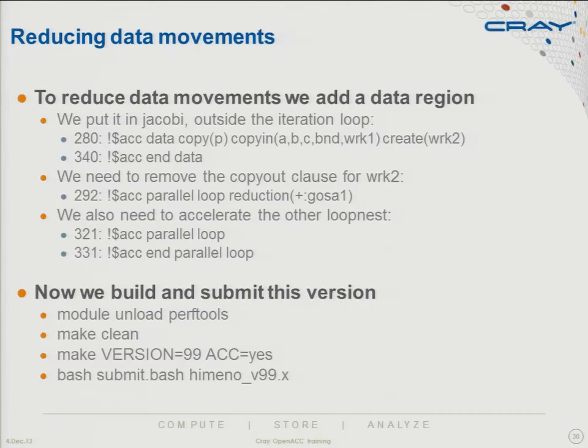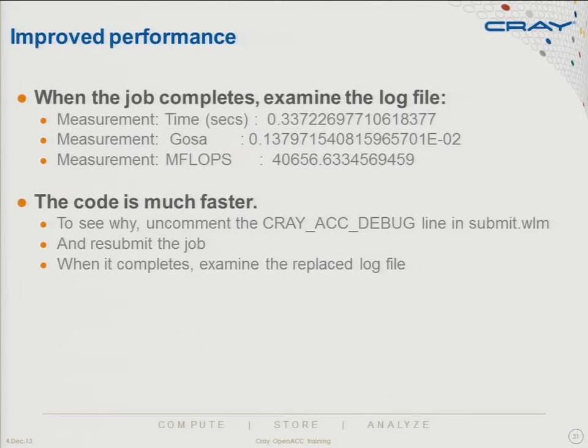You get rid of the copy out clause that was on that stencil loop nest. We accelerate the other loop nest. We don't want to profile it at the moment, so unload that, make clean, build the code, submit it. Now the performance has jumped. We were at about 2,000 and now we're at 40,000 because we've got rid of that data movement.